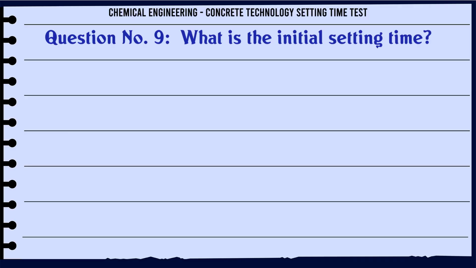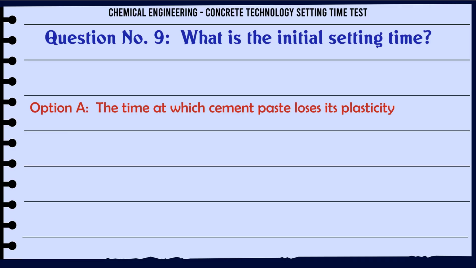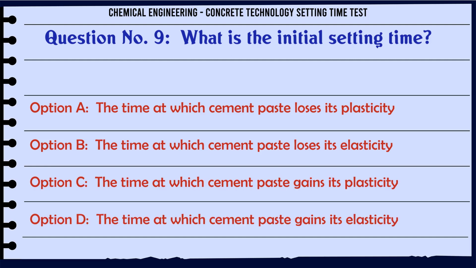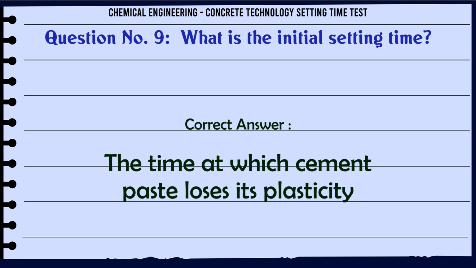What is the initial setting time? A. The time at which cement paste loses its plasticity. B. The time at which cement paste loses its elasticity. C. The time at which cement paste gains its plasticity. D. The time at which cement paste gains its elasticity. The correct answer is the time at which cement paste loses its plasticity.